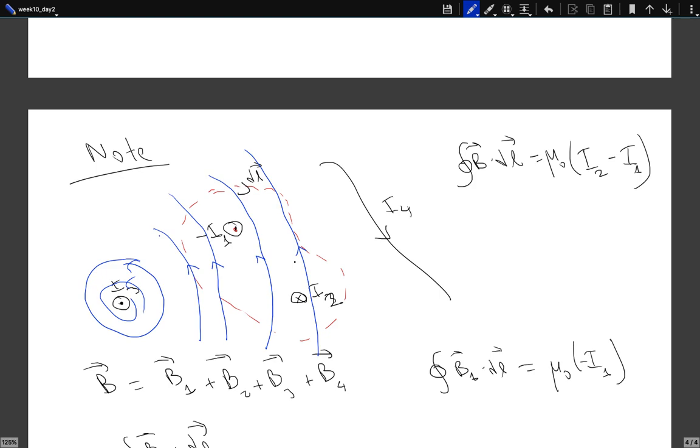Right? Now let's see. There is a segment over here, dl, pointing in that direction. So I'm going around this red loop in the clockwise sense. How do I calculate it? Divide it into very small segments, calculate B dot dl for each one of those segments, and sum them up.